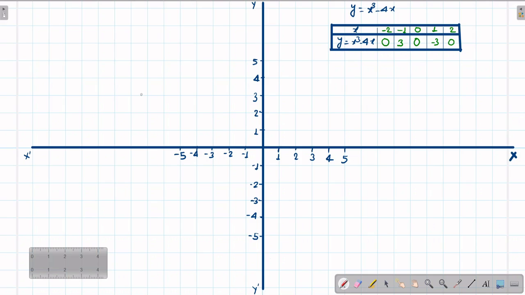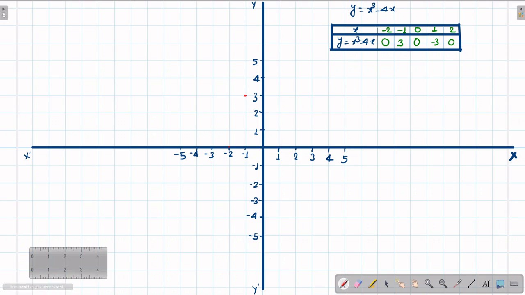So let's try to draw the curve. The first point is minus 2, 0, so x is minus 2, but y is 0. As I have already told you, on the x-axis y is always 0, and on the y-axis x is always 0. So this will be our first point. The next point is minus 1, 3. So in the minus x direction, this is minus 1 and 3. Since 3 is positive, we need to move upward. This point will be minus 1 and 3.